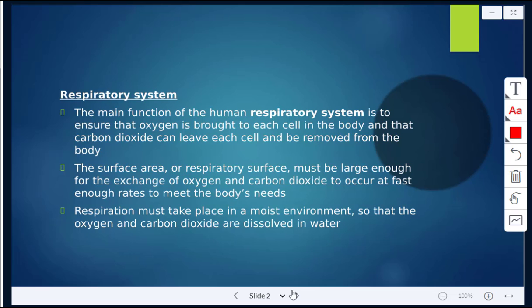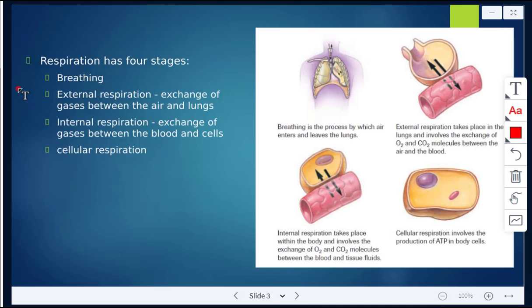The surface area, or the respiratory surface, has to be large enough for the exchange of oxygen and carbon dioxide to occur at fast enough rates to meet the body's needs. And respiration must take place in a moist environment so that the oxygen and carbon dioxide are able to dissolve in water. So there's 4 stages of respiration.